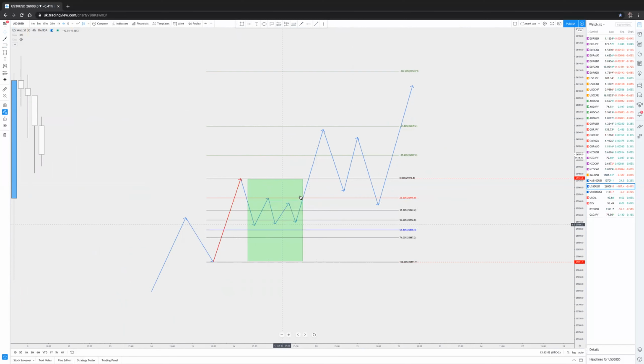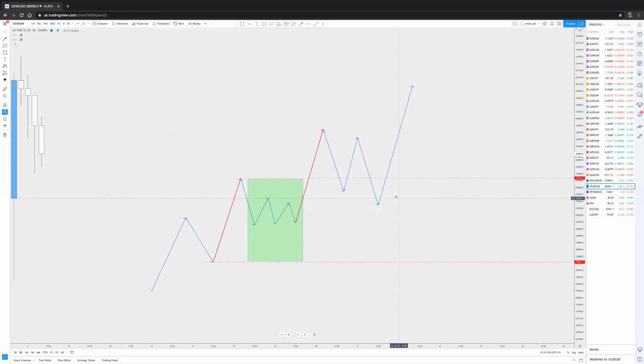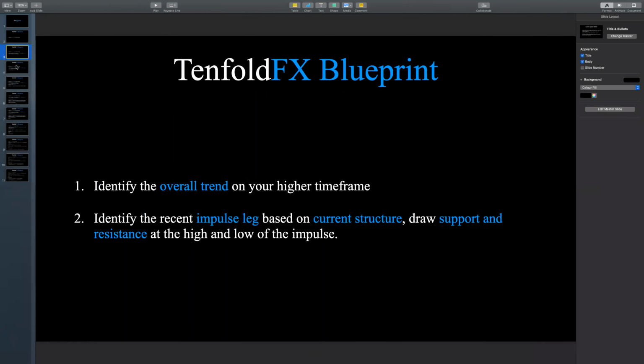But every time we break out of a previous high, you have to draw your new impulse based on where it started to the end. And then simply what you do is you take your resistance level and you can plot it on the new resistance of the new impulse and the support for the new impulse leg. Okay, let's move on to the next one.